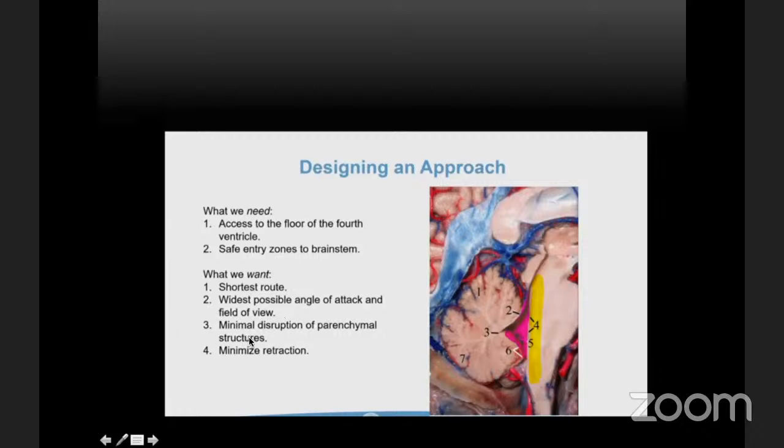This applies not just for the fourth ventricle, it applies to every part of the brain whenever we're approaching a tumor or an AVM or some other pathology. So we need to remember needs and wants, the objectives and how we achieve the objectives. If you combine these two, the surgery will be safe.